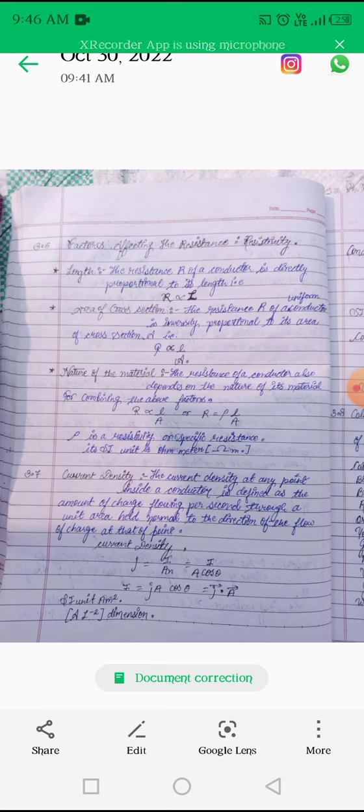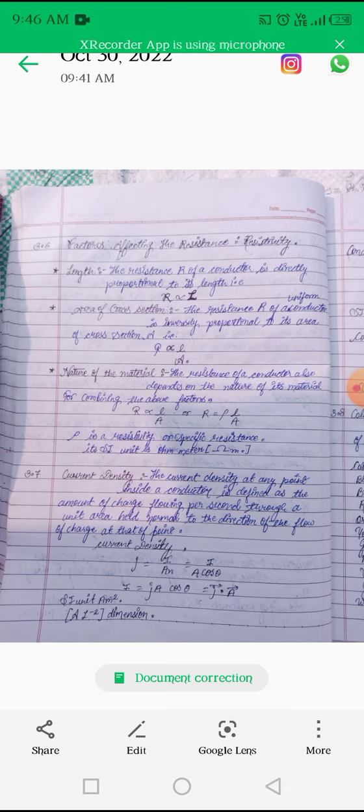Topic 3.6 Factors affecting resistivity. Length: the resistance R of a conductor is directly proportional to its length, that is, R is directly proportional to L. Area of cross section: the resistance of a uniform conductor is inversely proportional to its area of cross section A, that is, R is inversely proportional to 1 upon A. So R is directly proportional to L upon A.